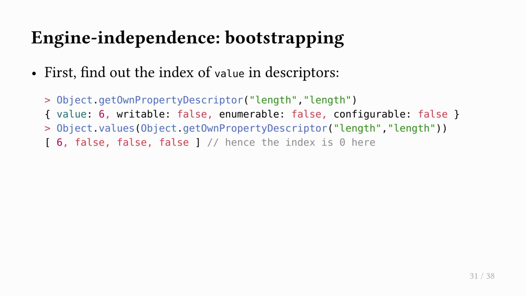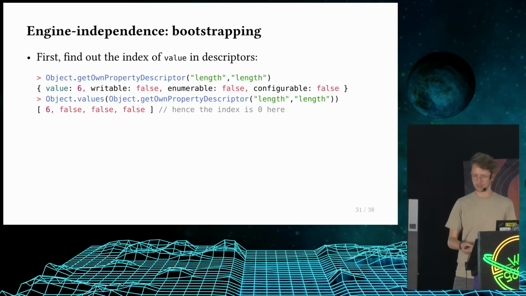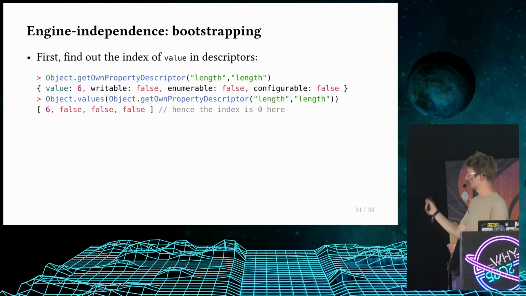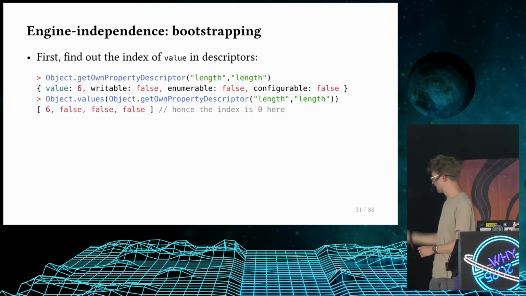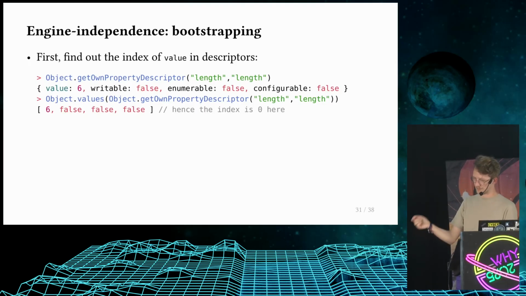We don't know where value is in that descriptor. We need to find that out. But what we do know is that the length of length is always 6. That is always the case, never going to change. So what we can do is find the value in this list that is 6 and not one of the booleans. And then we know the index of value in this descriptor. So it's sort of a reverse of this get array element index thing, but then we look for the index of a value instead of vice versa.